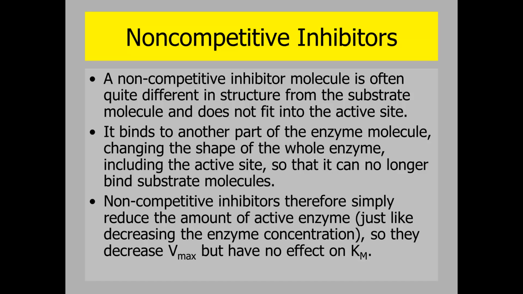So how does this affect Vmax and Km? The non-competitive inhibitor often has a different structure than the substrate molecule, and it doesn't fit in the active site. So it's binding to some other part of the enzyme molecule, changing the shape of the whole enzyme. And it simply reduces the amount of active enzyme. It effectively acts as if it's decreasing the concentration of the enzyme. So it decreases the Vmax, but it doesn't have an effect on the Km.